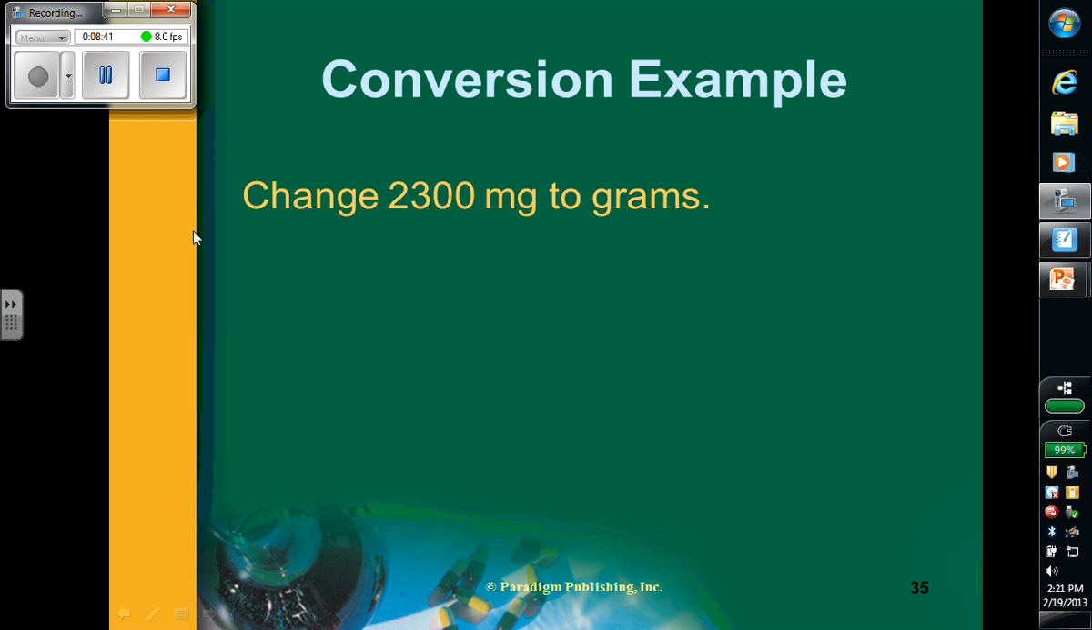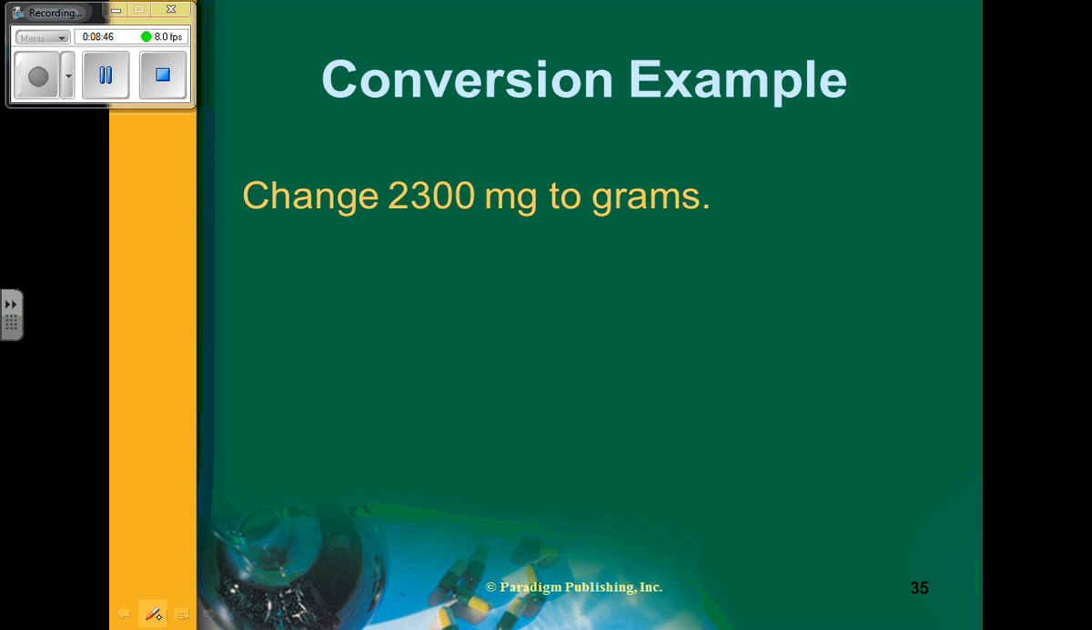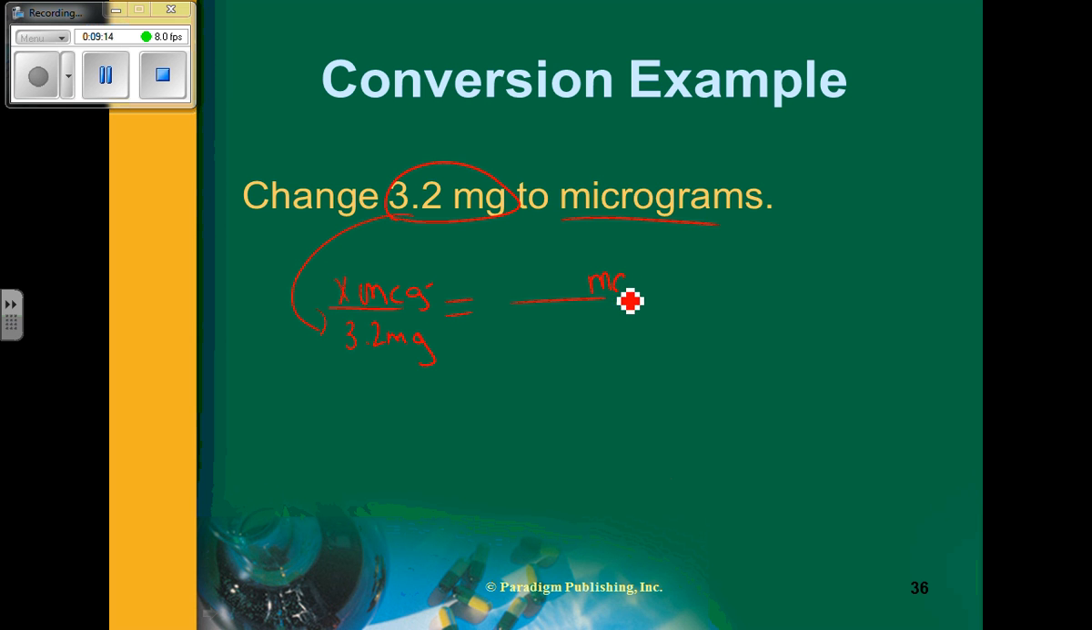Okay, so now we want to change our next question, changing your 2,300 milligrams to grams. Again, I'm sorry, I've already done that one. So if you want to change 3.2 milligrams to micrograms, you set up your ratio proportion. You know you want X micrograms, and you have 3.2 milligrams. Okay, over here, if you have micrograms here, you have to have micrograms here. If you have milligrams here, your milligrams are going to go here.